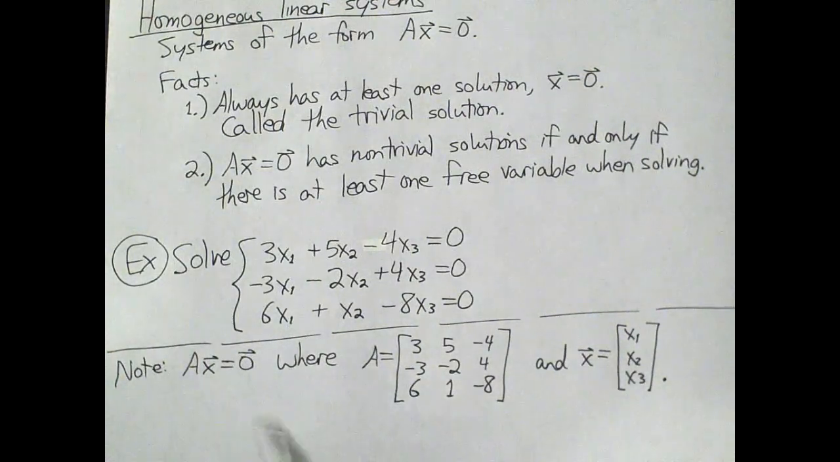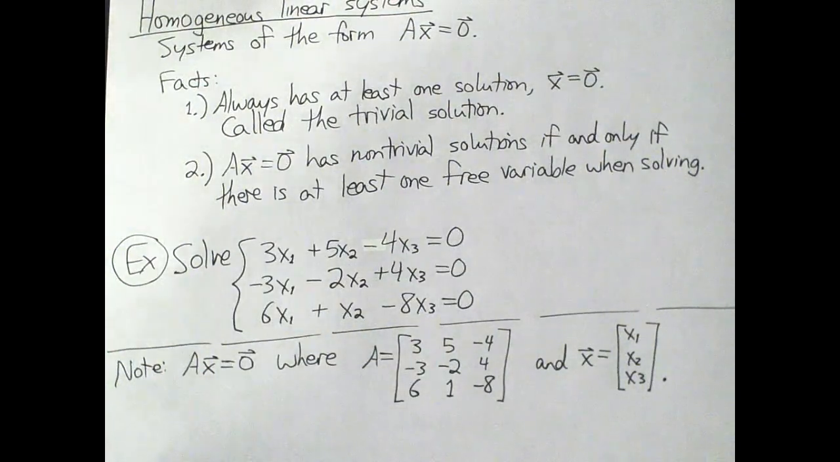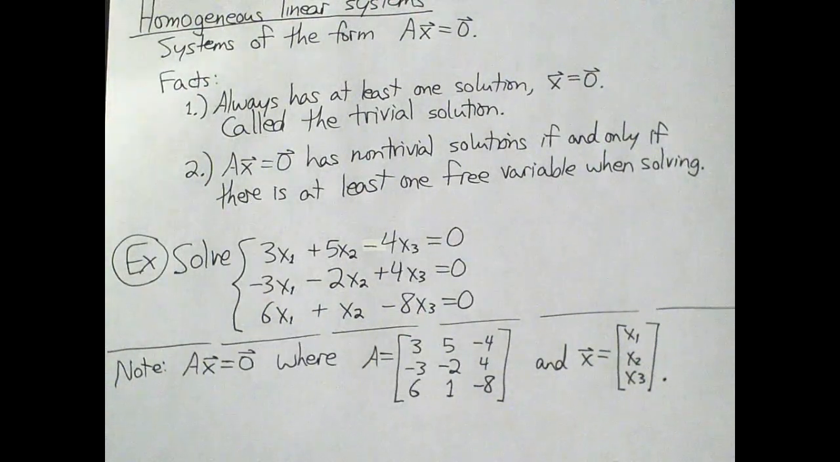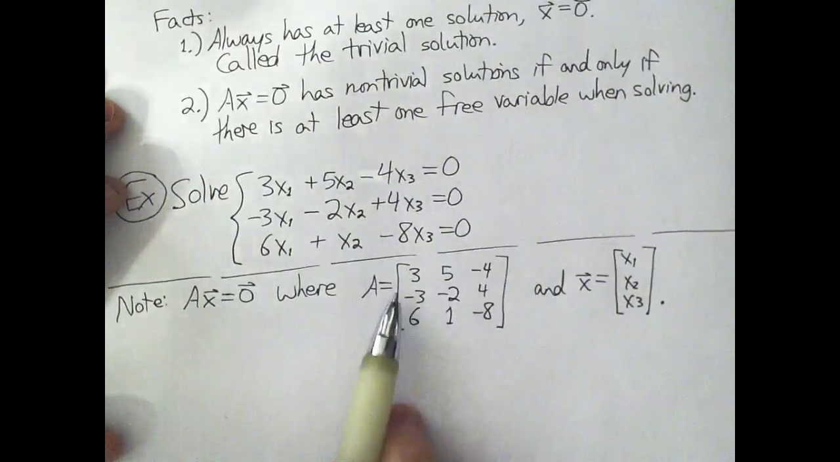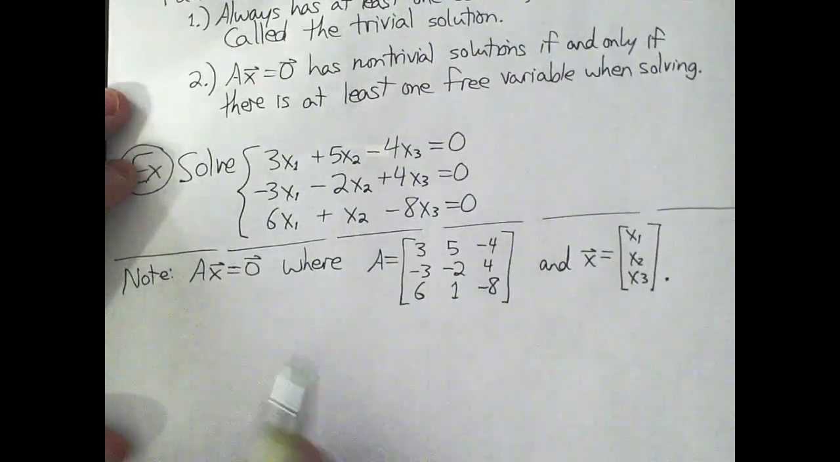By the way, A is a 3 by 3 matrix, and because of that, sometimes we might refer to this as a 3 by 3 system. 3 equations, 3 variables. So if you ever hear me say a 3 by 3 system or a 2 by 2 system, I might be talking about the size of the coefficient matrix. Anyway, how do we solve this?